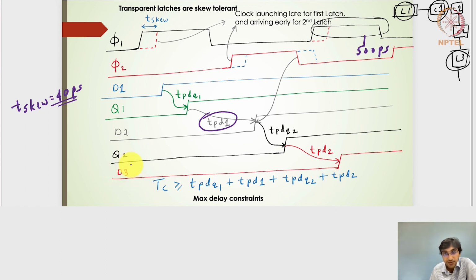And then the combinatorial circuit number 2 will throw the output after the TPD of the combinatorial circuit number 2. In this case, because the T-skew is very minuscule in terms of the clock level being high, which is around 500 picoseconds, the latch designs are really skew tolerant. So if the skew is there, it will not have any effect. The transparent latch designs are said to be skew tolerant, so even if the skew is there, it will not get reflected at the output.